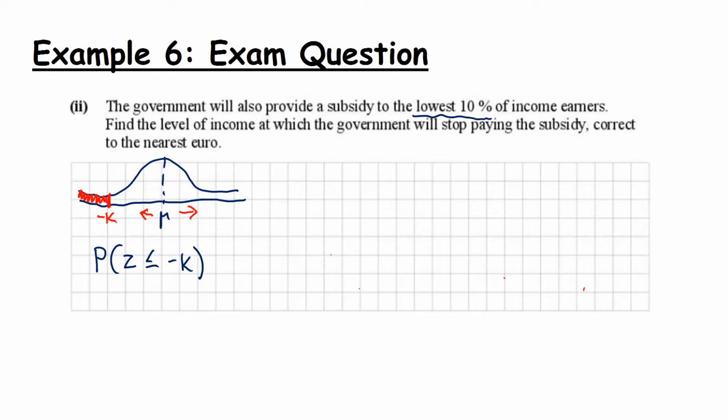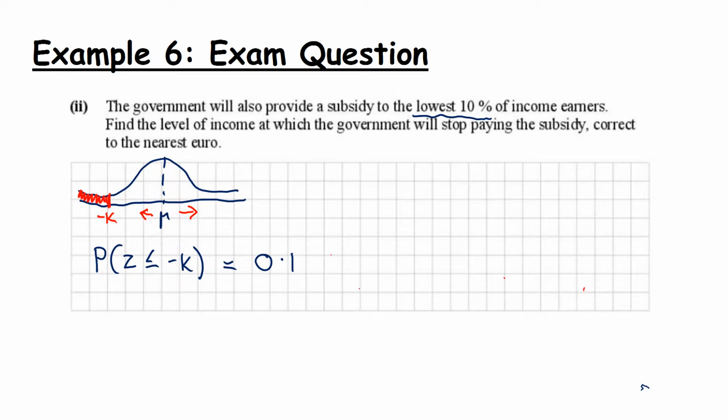So what we're finding is to the left of this value minus k, but they have told us that that's 10%, which is 0.1. Okay, so straight away we can't go to the tables with that because it's 0.1, and remember the smallest probability that the tables give us, I'm talking about the tables on page 36, is 0.5. Okay, so we can't use that.